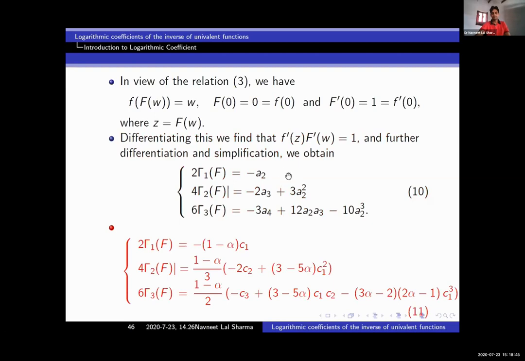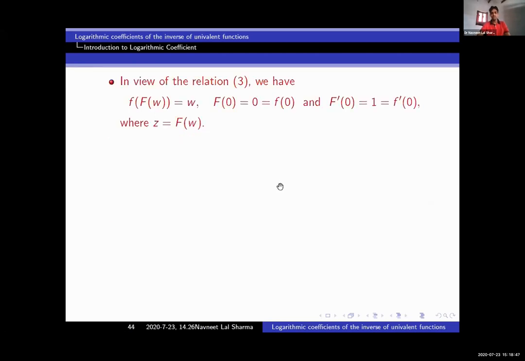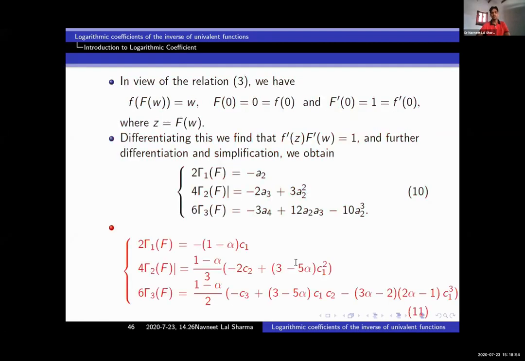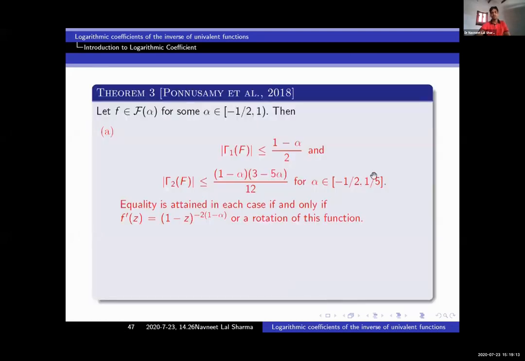Now by the previous result, from here we will find the values of a2, a3, a4 in terms of c_n and alpha. Then we will use that result, substitute here, and simplify this. Now we have the inverse logarithmic coefficients gamma 1, gamma 2, gamma 3 in terms of alpha and c. To find the bounds, we will use this relation, and we get this result.